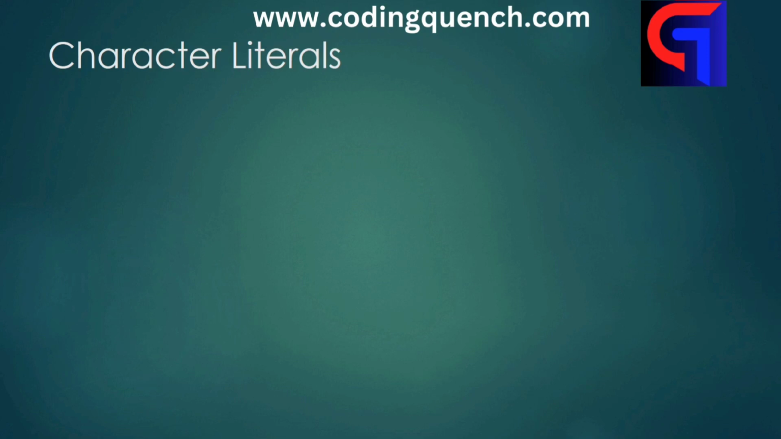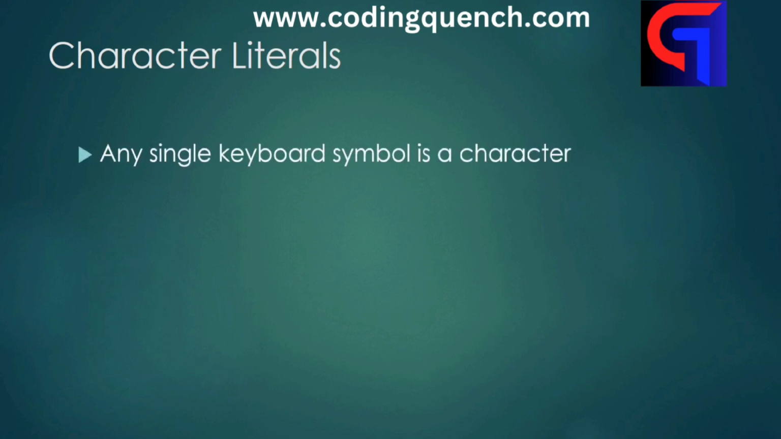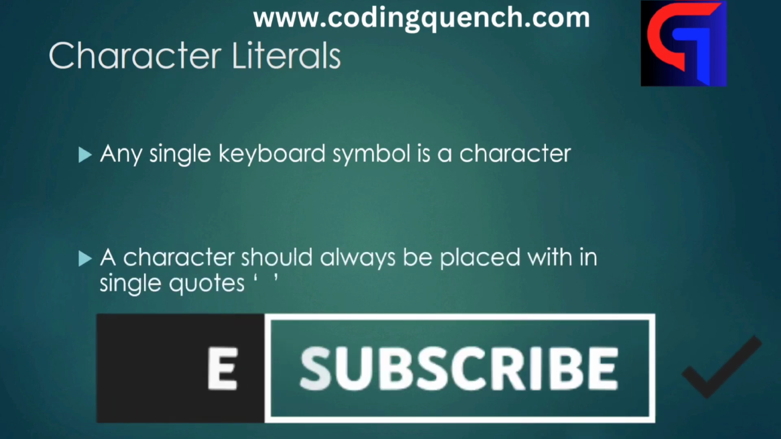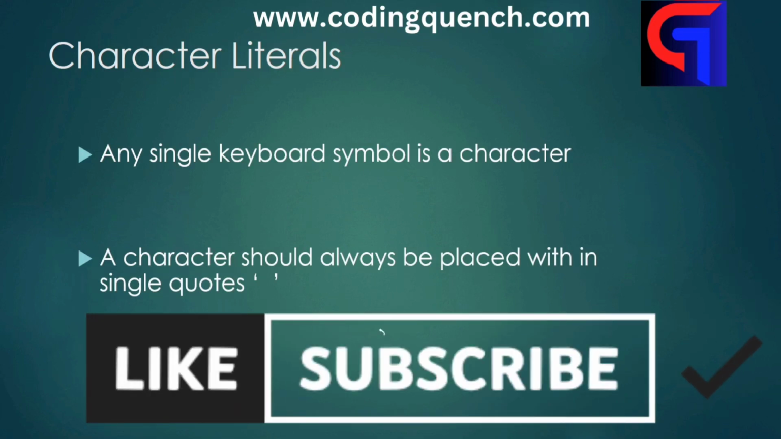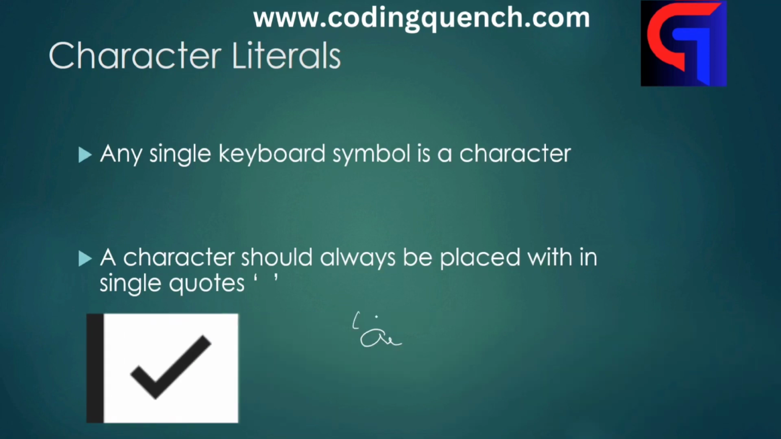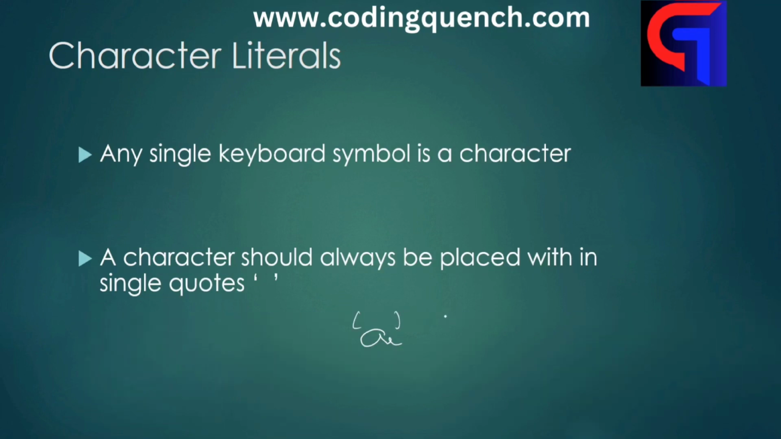Character. Character means any single character entered from the keyboard, that is called a character. Any single keyboard symbol is a character. But how can we differentiate characters? Characters are always in single quotes. Like if I want to use A, I will put it like this. If I want to represent a number as a character, then I can use '1'. If I want to use a special character like hash, I will put it in single quotes.